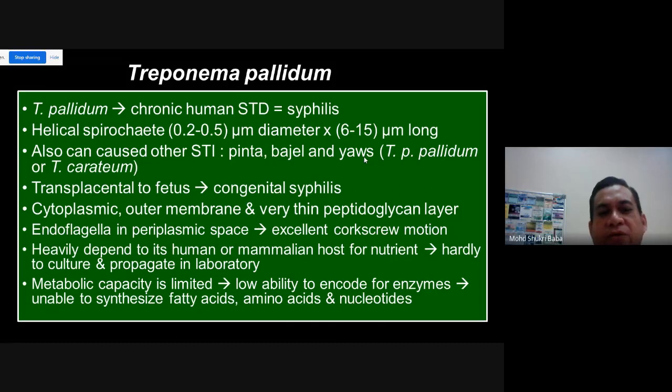They are heavily dependent on their human mammalian host for nutrients, so it is very hard to culture and propagate T. pallidum in the laboratory, because it requires a mammalian host as a nutrient source. It is highly demanding in terms of nutrients. Its metabolic capacity is very limited, and it has a low ability to encode enzymes, so it is unable to synthesize fatty acids, amino acids, and also nucleotides. That is a disadvantage for Treponema pallidum because it does not have much metabolic capacity, so it cannot encode many enzymes.